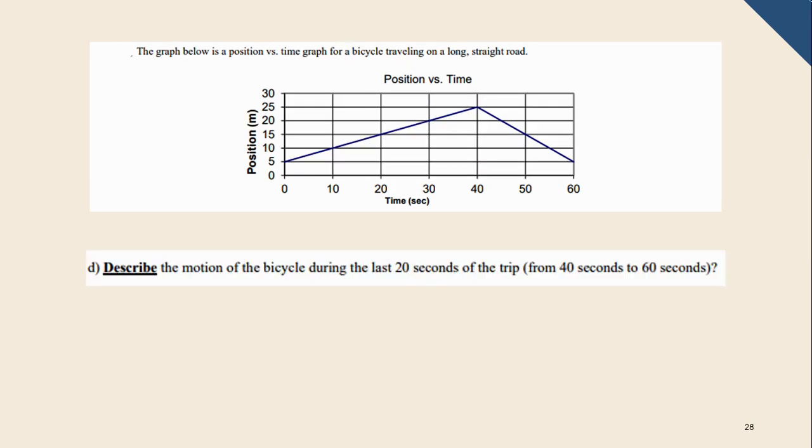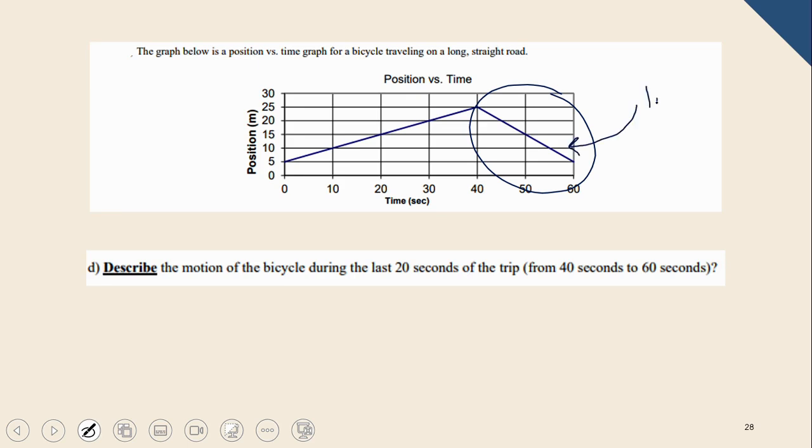Okay, part D. Describe the motion of the bicycle during the last 20 seconds of the trip, from 40 seconds to 60 seconds. Okay, so that's this time frame over here. Now, our object is still moving at a constant speed because this graph is still linear. The only difference is that now it's moving in the negative direction. How do we know this? Well, that's because it's starting from some positive position, 25 meters, and it's moving closer and closer to the origin. So it's not getting more positive, the position is getting more negative.